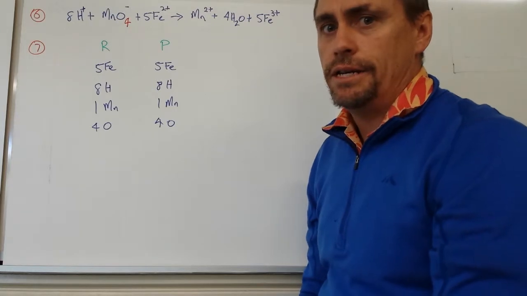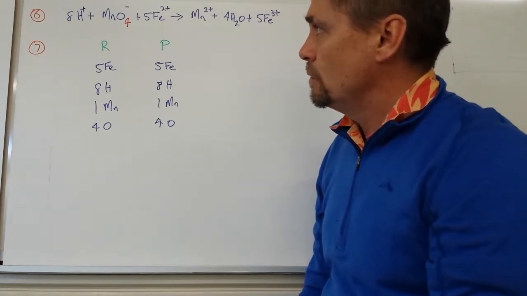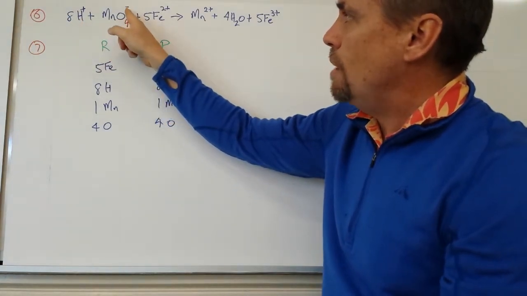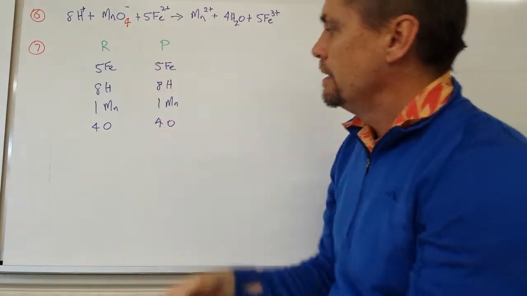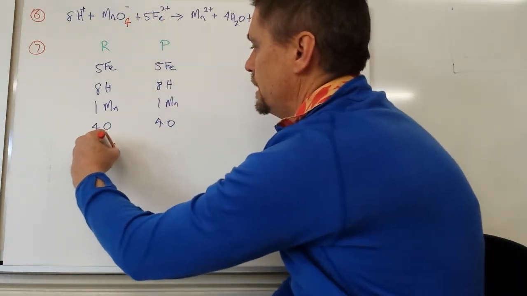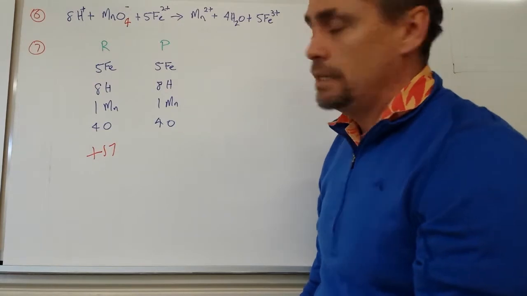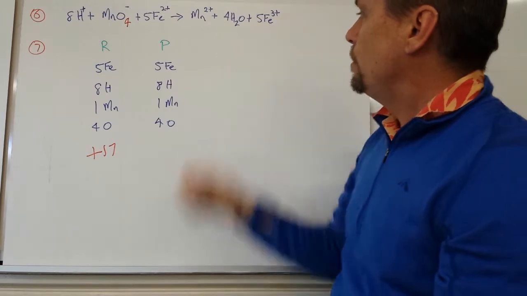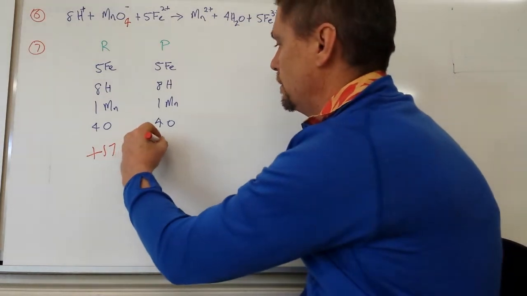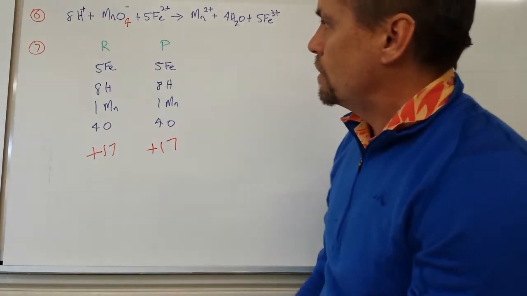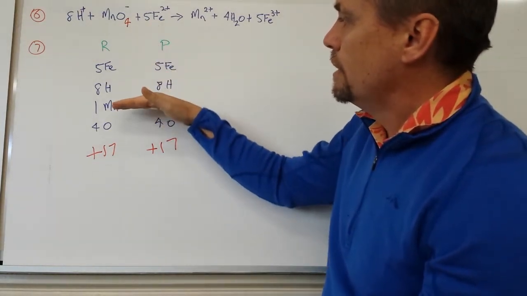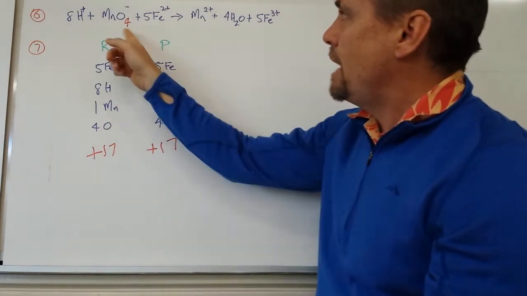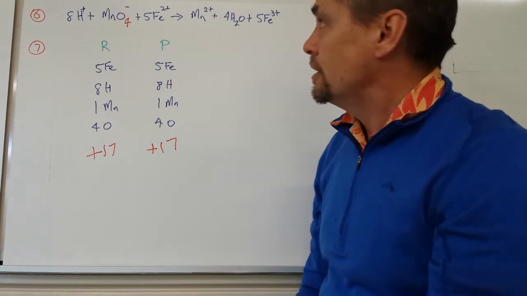Almost finished. We now need to balance for the charge. So if we look to the left-hand side, we've got 8 times plus 1, minus 1 gives us 7, plus 10 gives us positive 17. Let's look at the right-hand side. We've got 2 plus 5 times 3 plus gives us plus 17 as well. So if we look, we're balanced for the iron, balanced for the hydrogen, balanced for the manganese, balanced for the oxygen, and balanced for the charge. So that reaction is now a balanced reaction in an acidic solution.